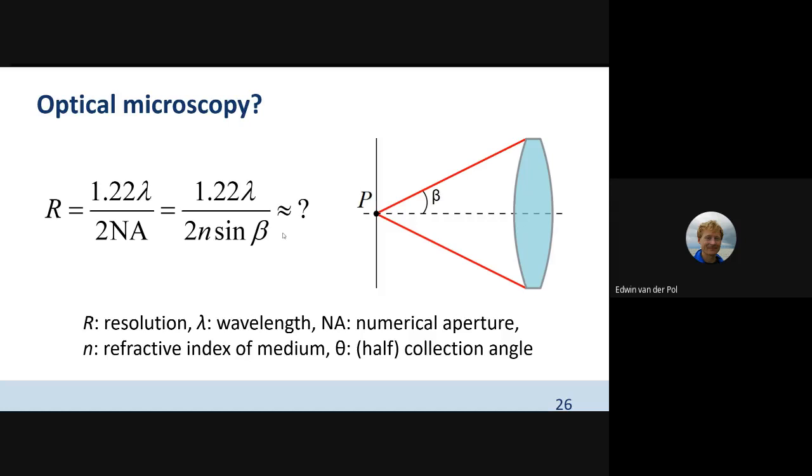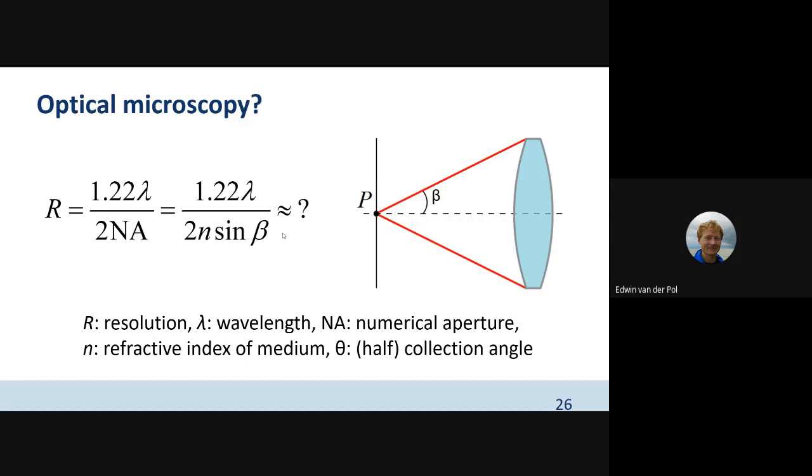This N there is the refractive index. Now, if you have a normal optical microscope on a tabletop, then often you will find that this N is just the refractive index of air. What's the refractive index of air? It's about 1. It's 1. Yeah, it's about 1. I mean, it may be 0.00-something higher than 1, but it's 1 indeed.